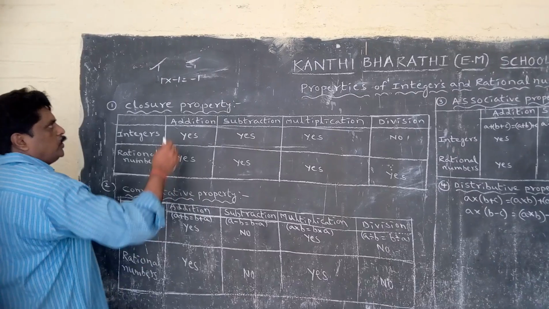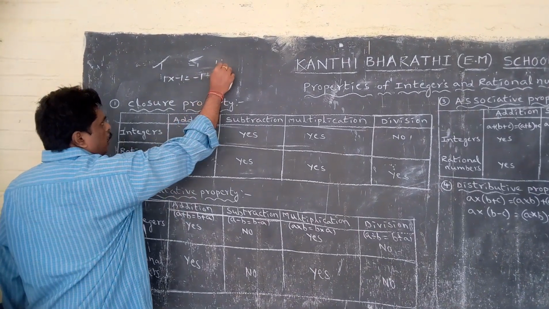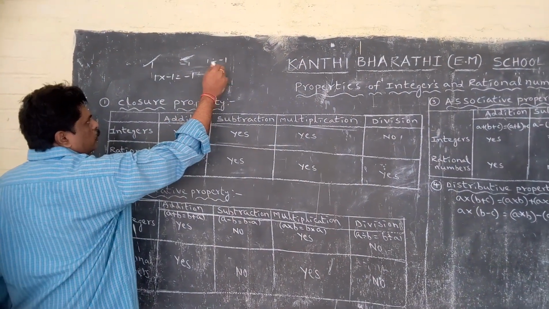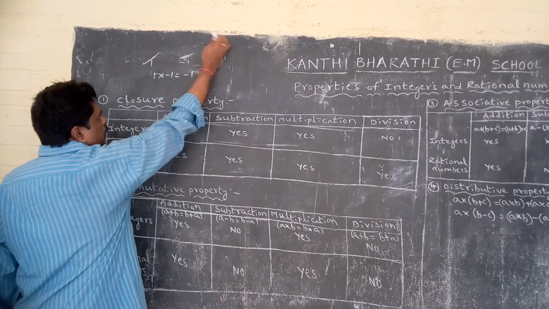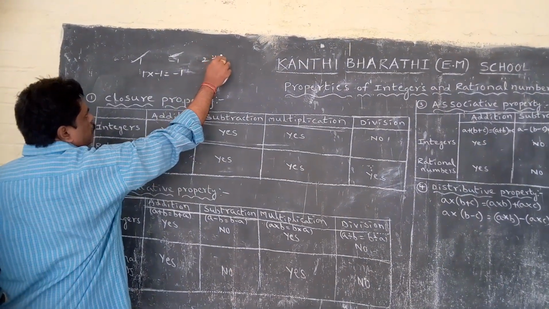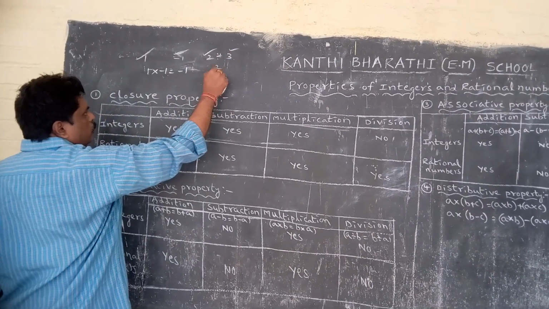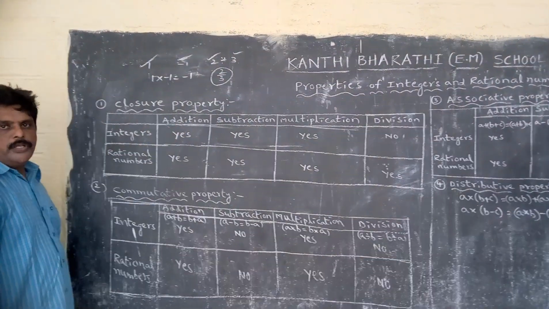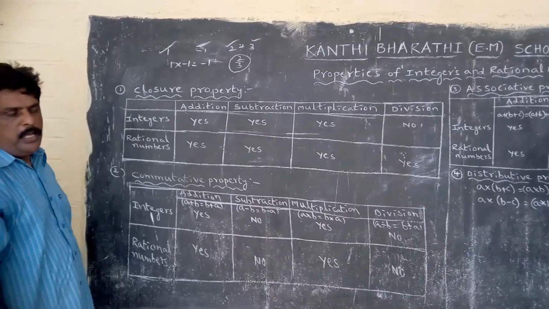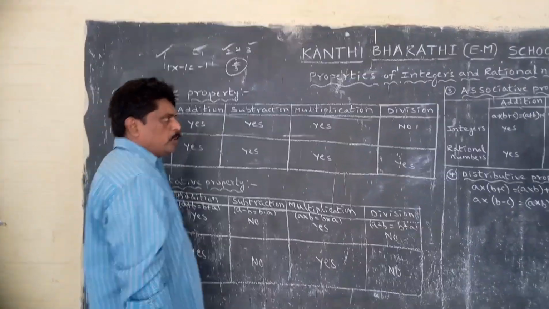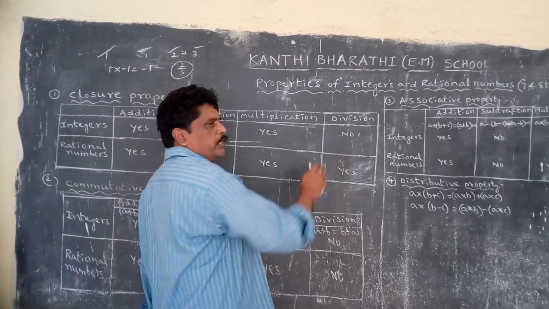But in division, I have to write another number: 2 divided by 3. 2 is an integer, 3 is an integer. 2 divided by 3 means 2 by 3. 2 by 3 is not an integer, 2 by 3 is a rational number. So the closure property does not exist in division for integers.